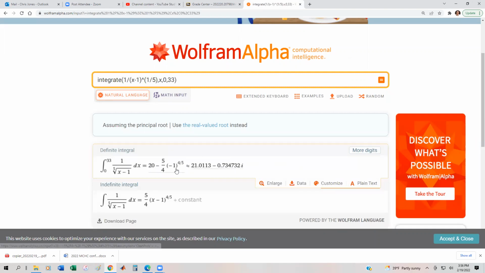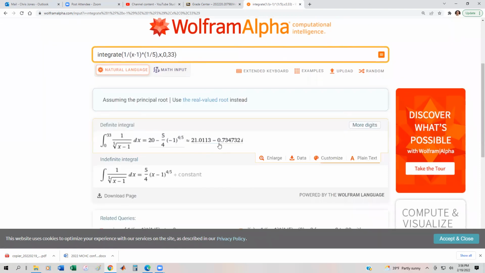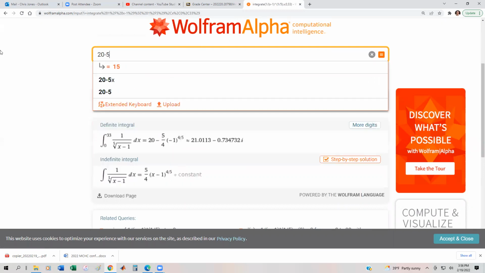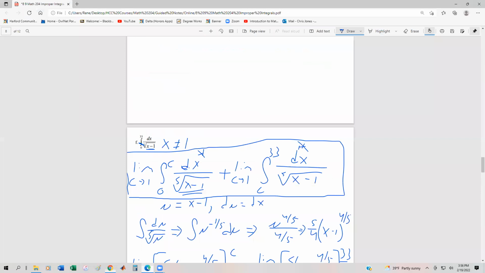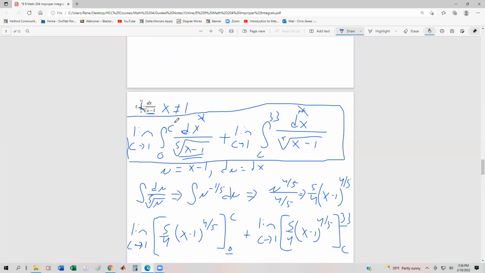All right. But once again, notice that it gives you this number, but it also gives you like some complex root for some reason. Okay, and that's because it doesn't take the limit. Okay, so there are times where Wolfram Alpha will not correctly compute. Okay, but we know if we type in 20 minus 5 over 4, that's going to give us 75/4. Okay, so be careful with this. Wolfram Alpha doesn't always give you the right answer. Okay, it'll give you the algorithmic answer.